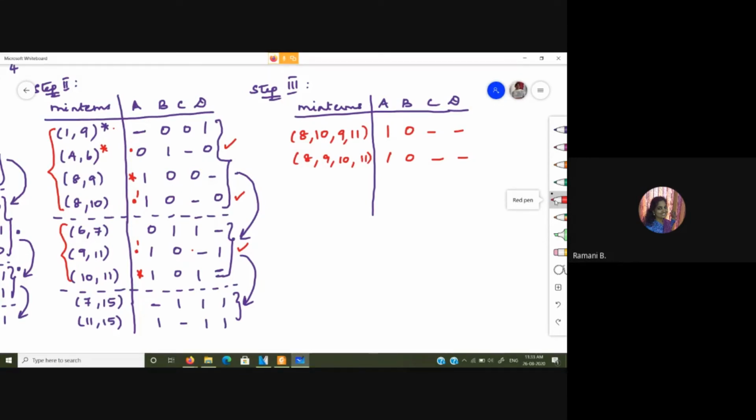Then coming to this 8, 10, I have 1, 0, dash 0. So that is compared with this 9, 11. So here I observe that 1, 0, dash are common. Only this D value is changing. So I have marked that with the dash over here. Okay, 1, 0, dash is common for all these, and I have marked the additional dash where these two variables changed values.